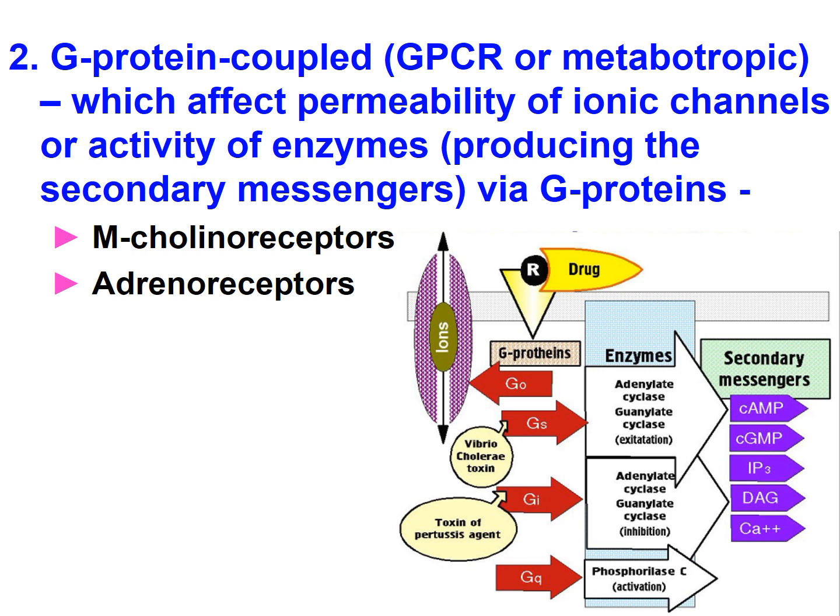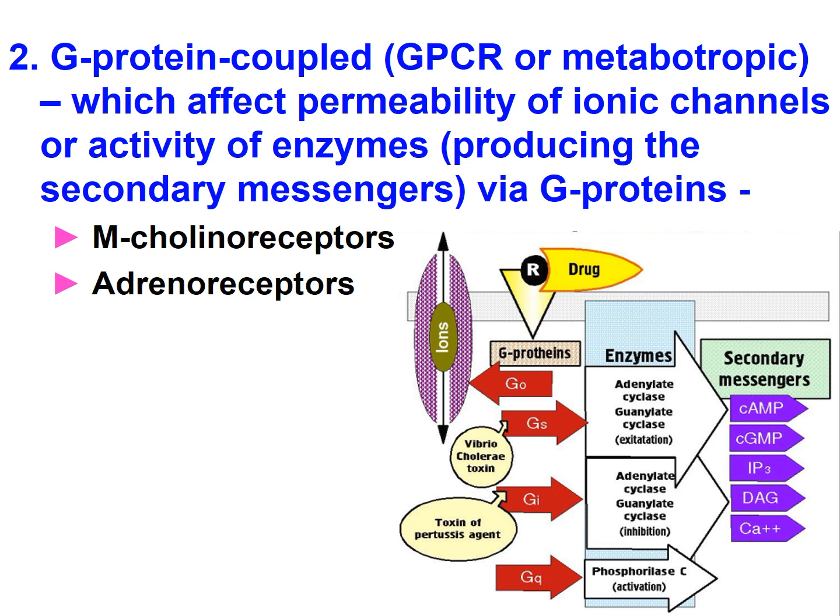GS proteins lead to the stimulation of such enzymes as adenylate cyclase and guanylate cyclase. These enzymes stimulate production of secondary messengers, cyclic AMP and cyclic GMP, which can regulate a variety of different intracellular functions. GI proteins inhibit activity of these enzymes, which results in the reduction of the level of these secondary messengers in the cytoplasm of the cell.